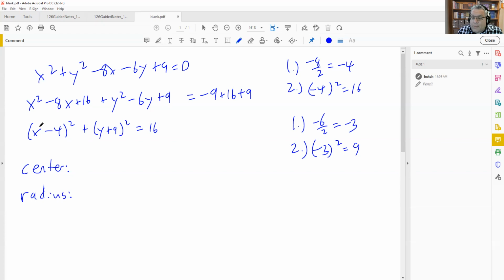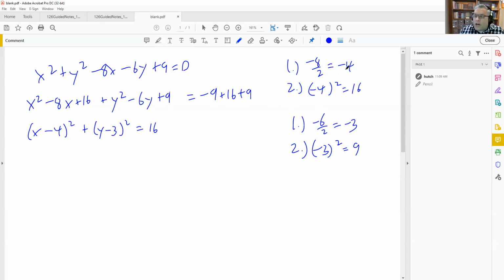Okay, so center is opposite sign of both of these. Oh, you know what? I put the wrong number inside the parentheses here. Just notice that this is -3, so I put the wrong number. It's always step number 1 of your complete square that goes in there.